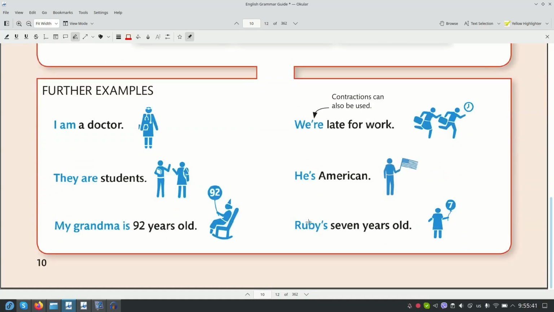Further examples. I am a doctor, they are students, my grandma is 92 years old, we are late for work, he's American, Rob is 7 years old. These are contractions. They can also be used when we are talking about something in the present simple.